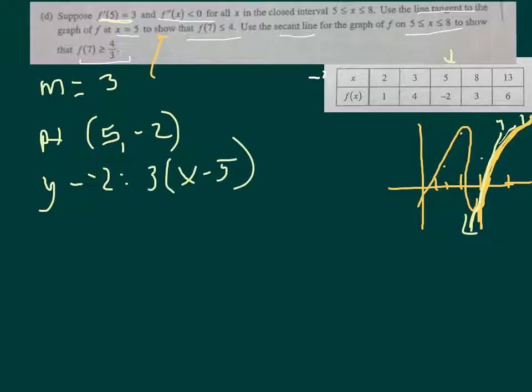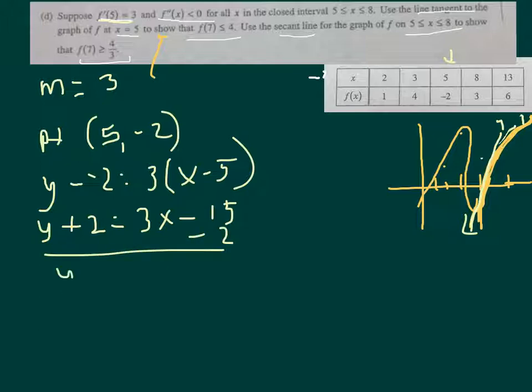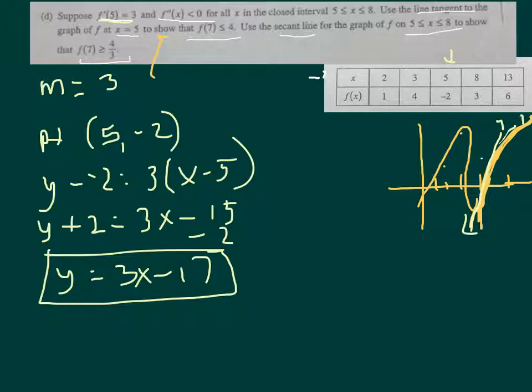Now I could change all this around if I wanted to. y plus 2 equals 3x minus 15, and then I could subtract 2 from both sides. y equals 3x minus 17. So that is the equation of the tangent line. This gives you a point on this problem, just getting that.